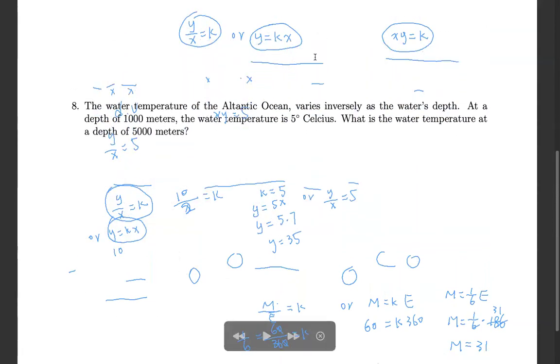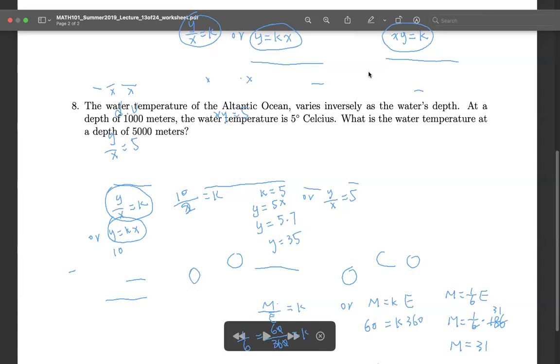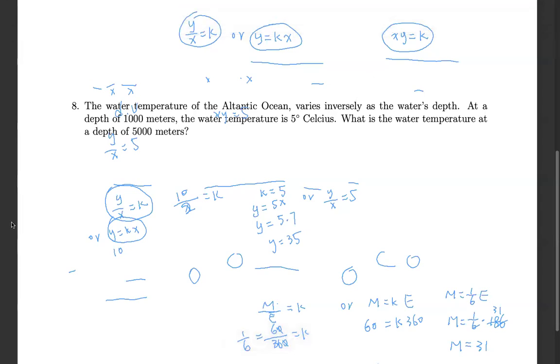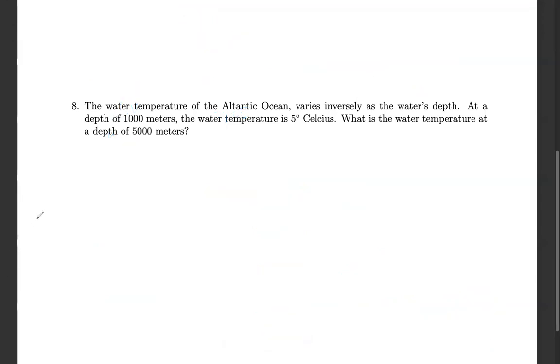Okay, well, one more question, 8. Question 8 is the water temperature of the Atlantic Ocean varies inversely. So the temperature, let's use T. Varies inversely. Remember, T multiplied by another variable equals K, equals a constant, right? Product. Varies inversely means inverse variation.